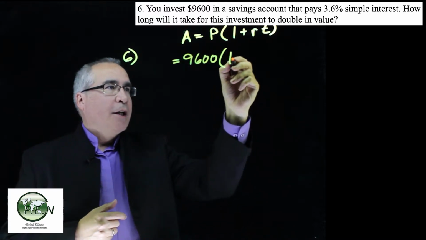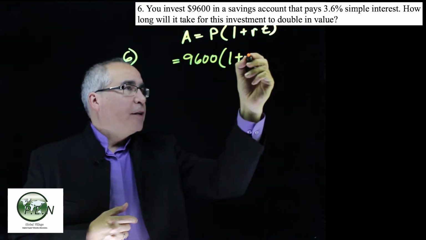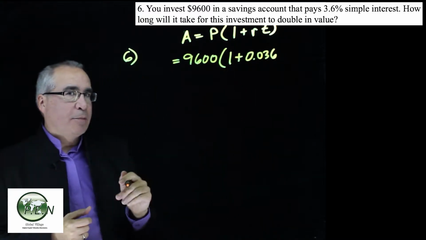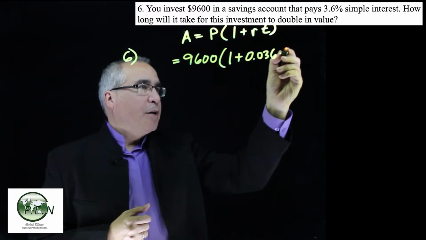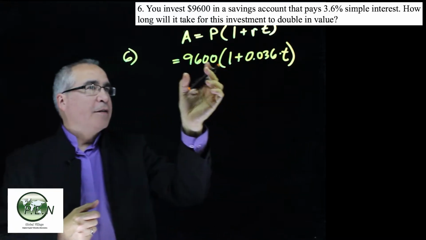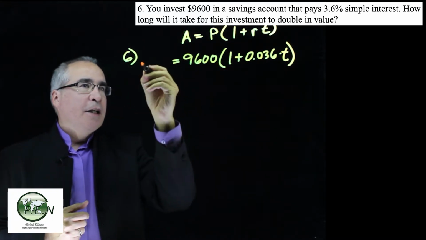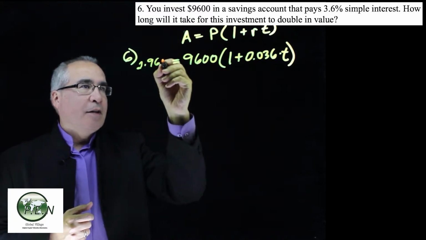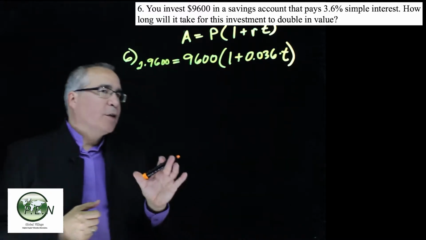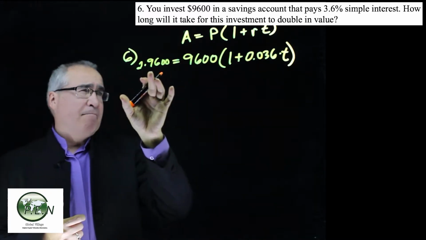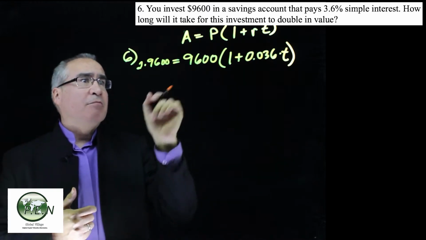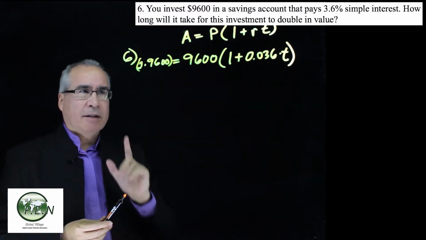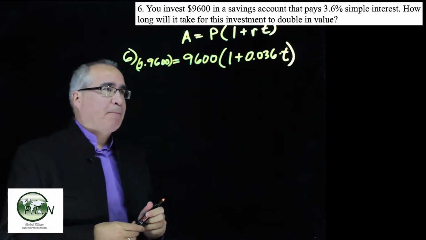Let's fill in what we know. We've got 1 plus the interest rate they gave us, 0.036, turning that percentage into a decimal. What we don't know is how many years we're going to leave it on deposit, so then we end up with double. Well, what's double? That's 2 times 9,600. You could do the math on that. That's 19,200. But I'm going to show you in a moment there's a reason I'm not going to do that math, because we're just going to undo it in the next step.